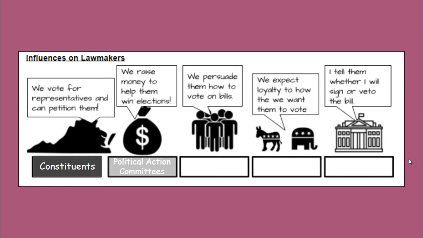On your notes, fill in that political action committees raise money to help politicians and congressmen win elections, and that is a big influence on how they vote.